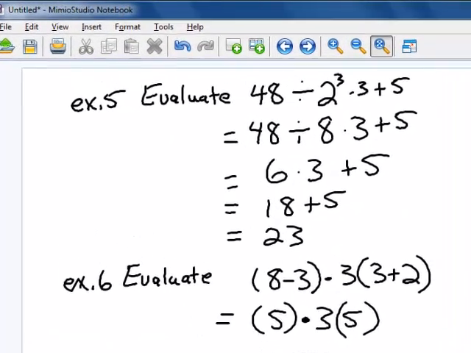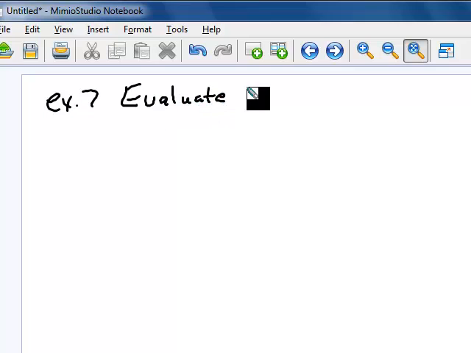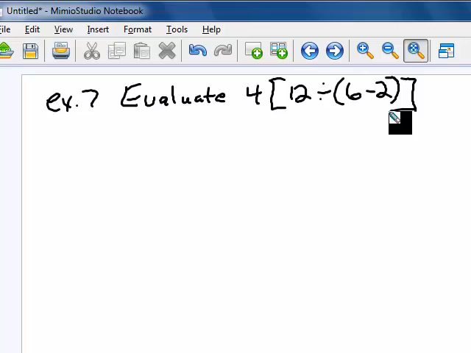A couple more. Here we go. Moving along. Example number 7. Remember, stop it. Try it yourself. Evaluate. 4 times bracket, which is just another parenthesis, 12 divided by parenthesis 6 minus 2 parenthesis bracket squared.